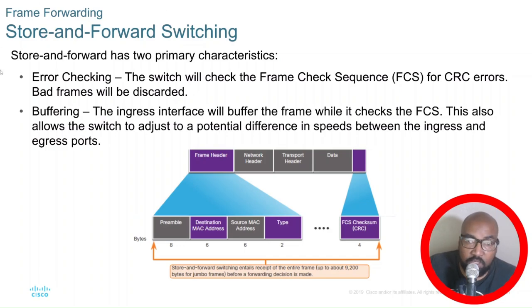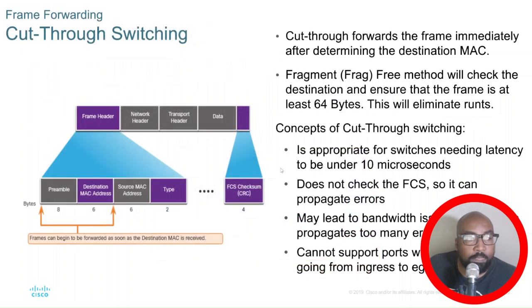Bad frames will be discarded, right? Buffering. The ingress interfaces will buffer the frame while it checks the frame check sequence. So it's making sure everything's good. Everything's fine, we'll let you in. This also allows the switch to adjust for potential differences in speeds between the ingress and the egress ports.